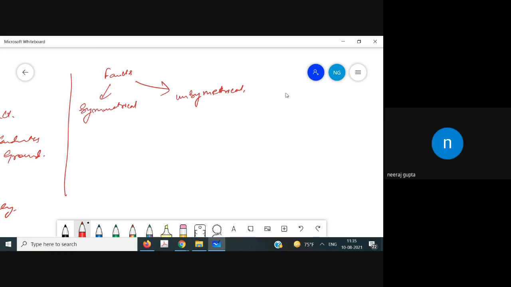Yeah, that is one of the answers. But what are the symmetrical faults? Is a triple line fault symmetrical or unsymmetrical? Sir, symmetrical fault, sir. Yeah.